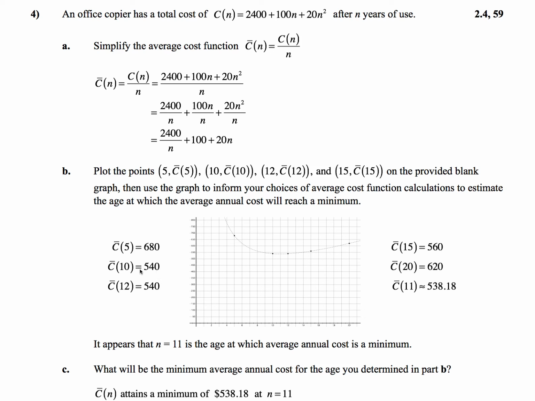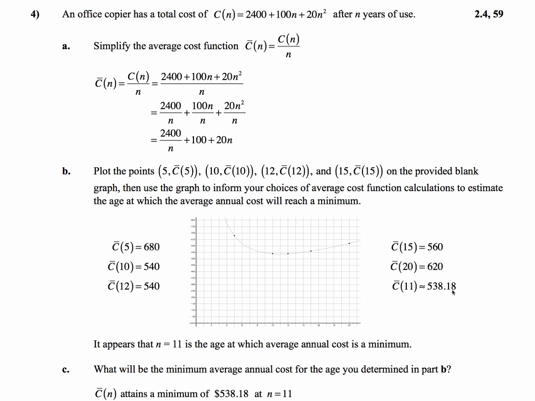At 10 years, the average cost is 540. At 12 years, the average cost is 540. And then at 15 years, it's 560. At 20 years, it's 620. And at 11 years, it's 538.18.